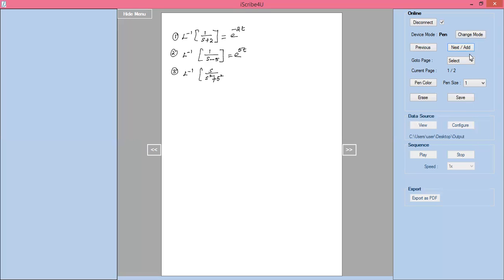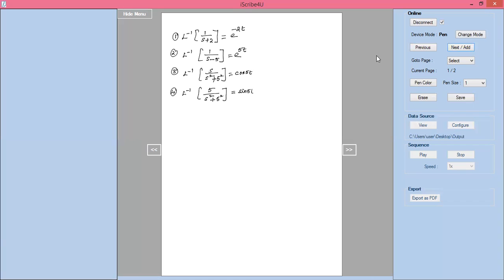Next we can write L inverse of s divided by s square plus 5 square. So how do you write this one? S divided by s square plus a square means I'll write it as cos 5t. Next one should be L inverse of 5 divided by s square plus 5 square. This one I can write, 5 is already there, so now I'll write sin 5t.